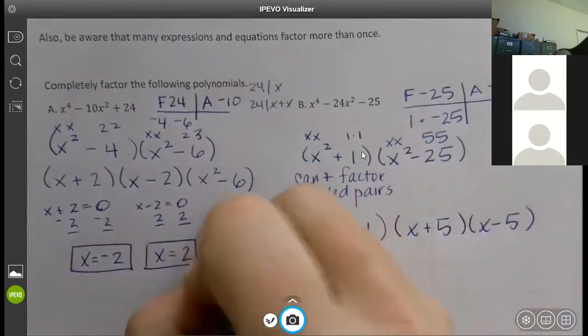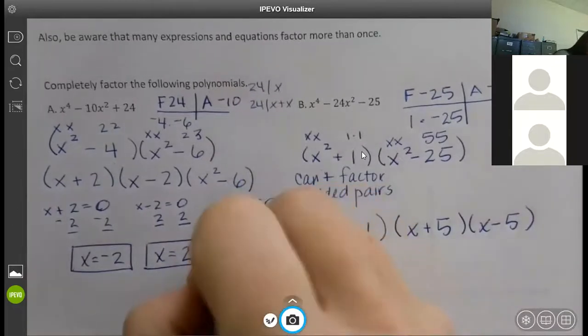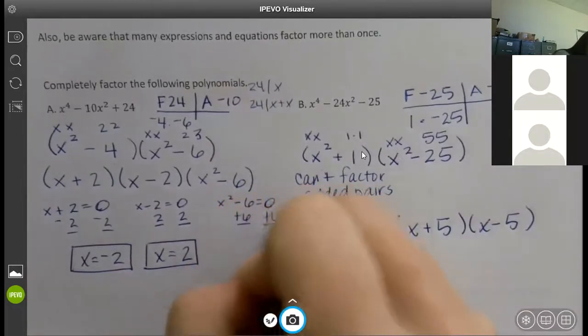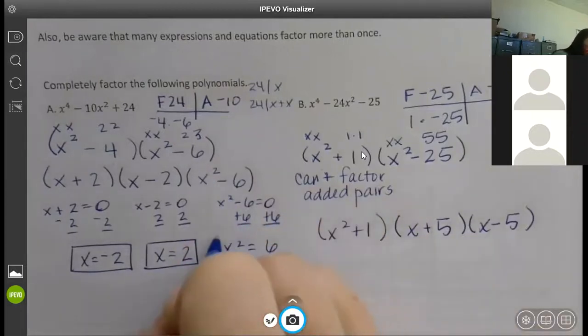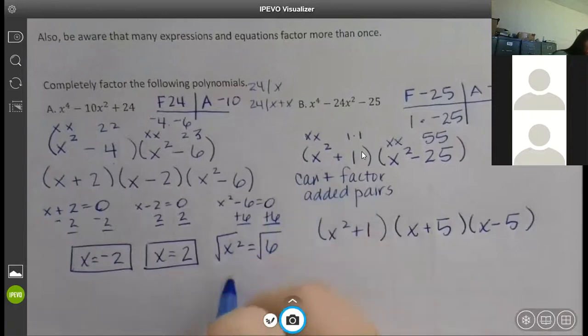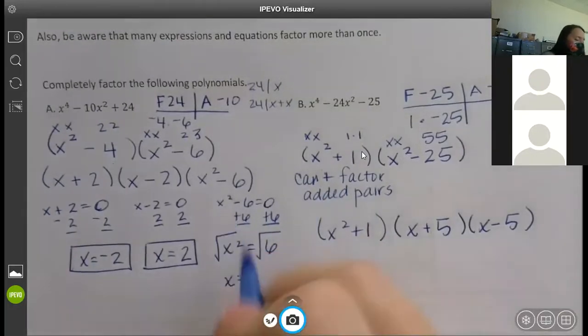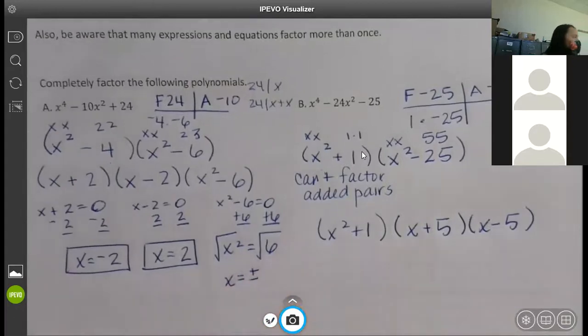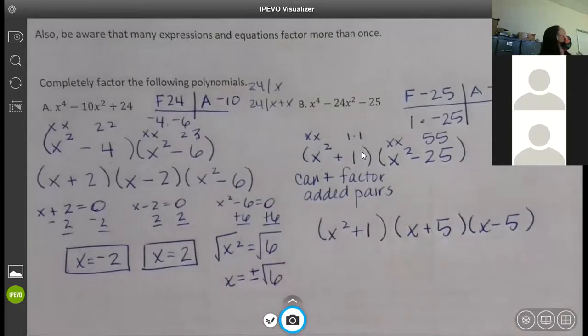For the last one, we set it equal to 0. We add 6. We get x squared equals 6. You have to get rid of the square, so we're going to take the square root. Here's the thing. Remember, when you take the square root, there are two answers, positive and negative. And for this one, you can leave it as a square root of 6. You can give me the decimals. You can break down the square root. Y'all don't care. Okay? I don't care what you give me, just as long as it's the right answer. Okay?